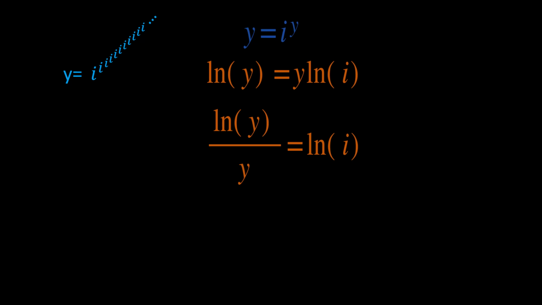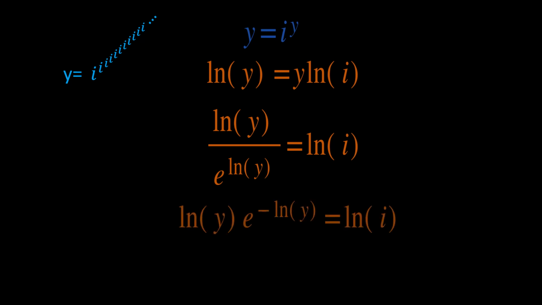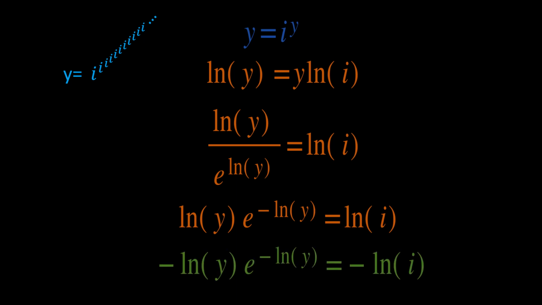Dividing both sides by y, we get ln of y over y is equal to ln of i. Replacing y by e to the ln of y, we get that the natural log of y over e to the natural log of y is equal to the natural log of i. That leaves us with ln of y times e to the negative ln of y is equal to ln of i. And I'm just going to add a negative sign to both sides. You will see why right now.